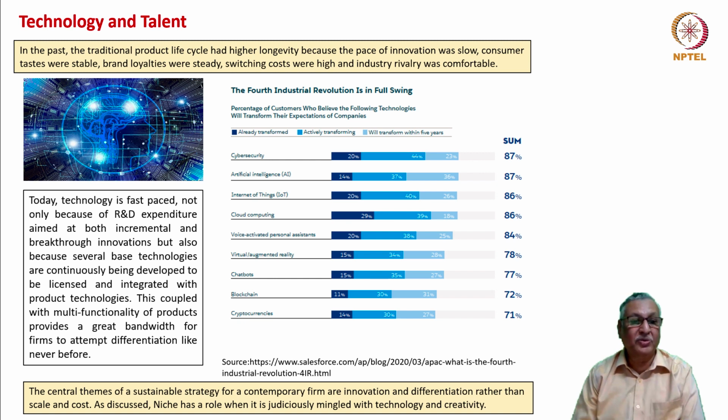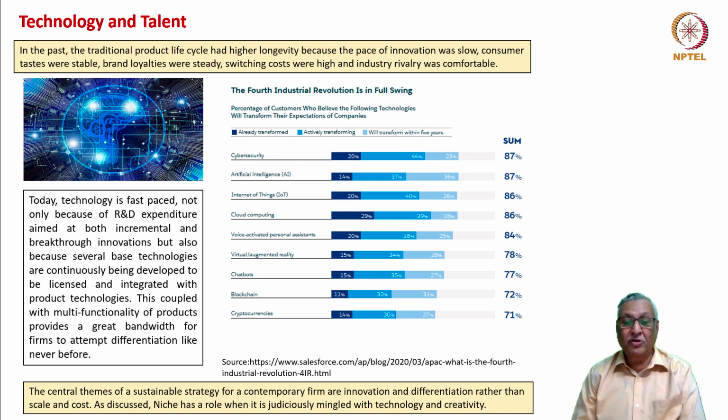Technology in particular is fast-paced, not only because of R&D expenditure, which gets both incremental and breakthrough innovations, but also because several base technologies are continuously being developed to be licensed and integrated with product technologies. Even as we struggle with electric battery production with cobalt, companies are trying to see how more easily available materials can be used for electric batteries. So there are far too many moving pieces of the puzzle, and puzzles themselves are many in today's technological situation. This, coupled with multifunctionality of products, provides a great bandwidth for firms to attempt differentiation like never before.